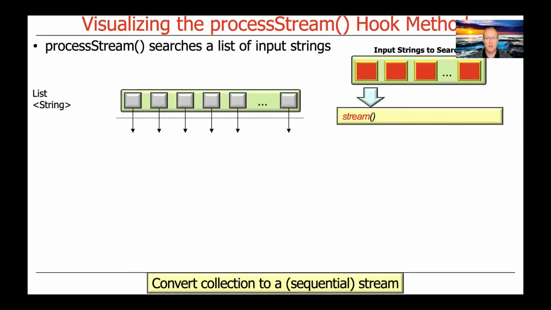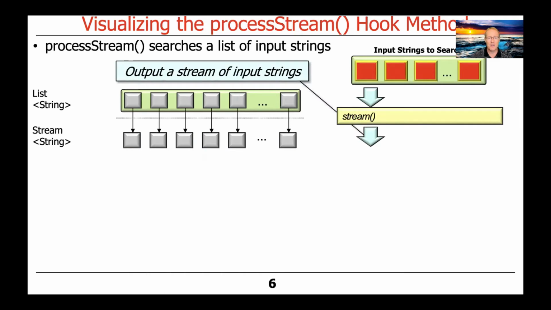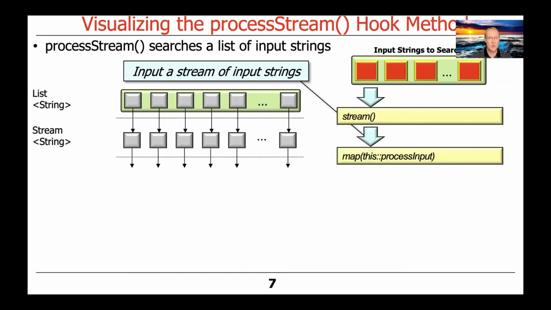So the first thing we're going to do is take this list of input strings and turn it into a stream of input strings. This should be old hat by now. We just use the good old stream factory method. That outputs a stream of input strings. Notice we haven't changed the type.